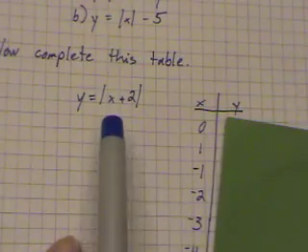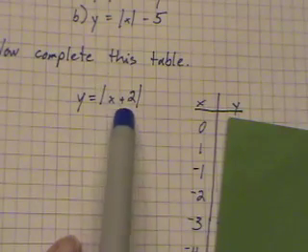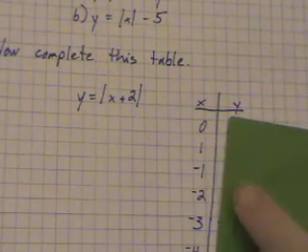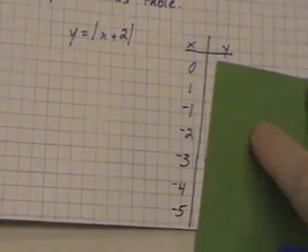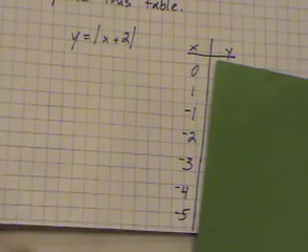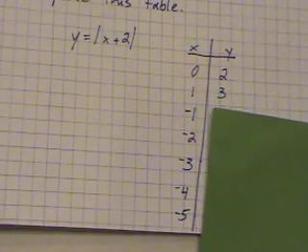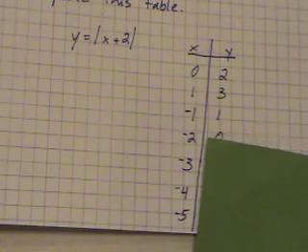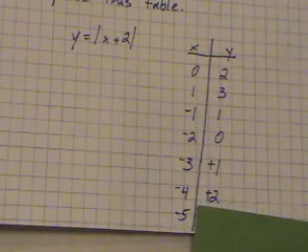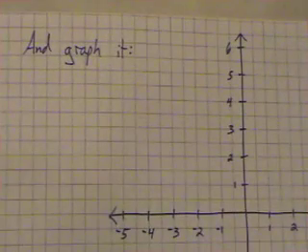All right, let's see what happens when we put a number inside the absolute value signs. Draw a table for these values of x. There are a bunch of them. Go ahead and figure out what y should be. Next step, let's draw a graph and graph it.